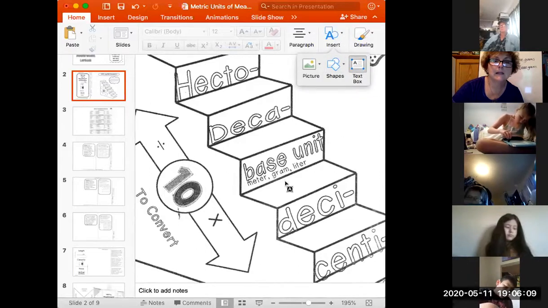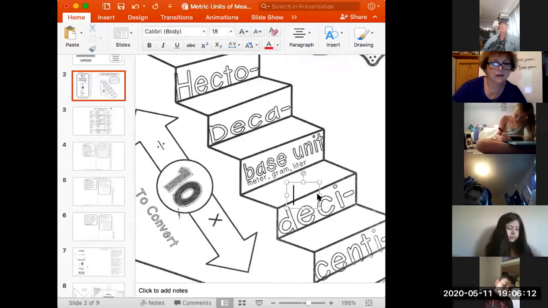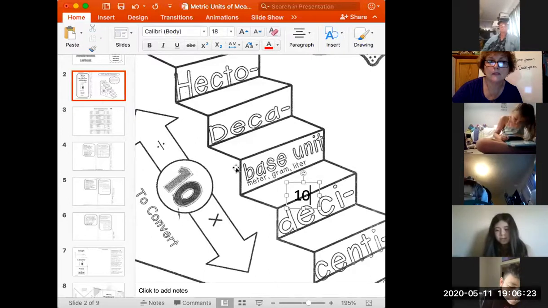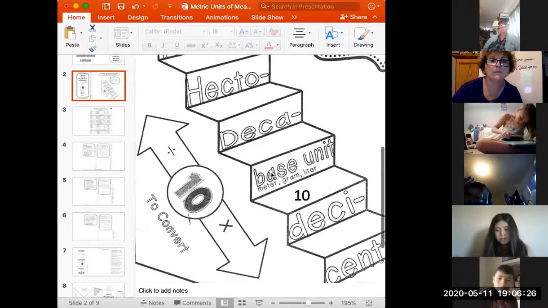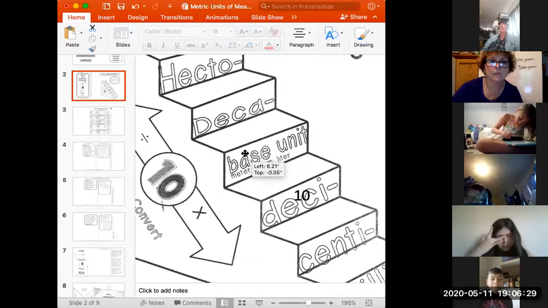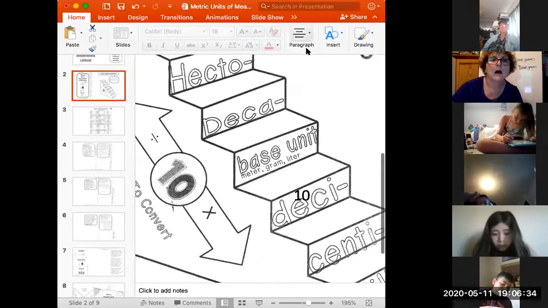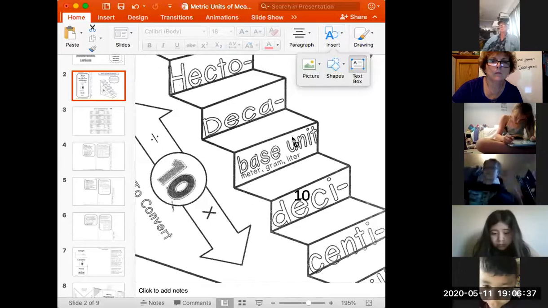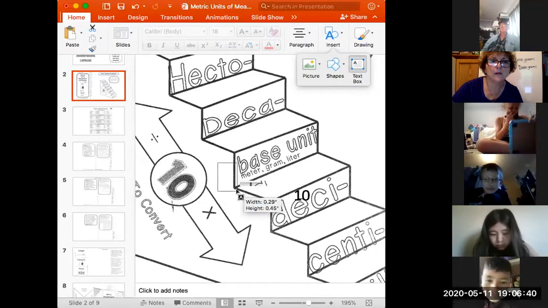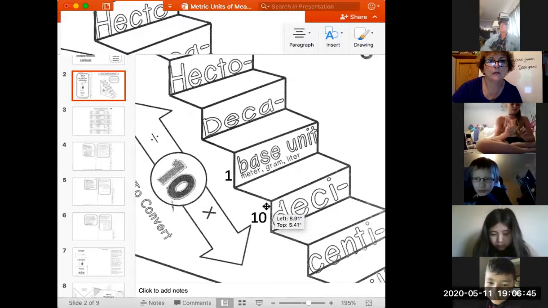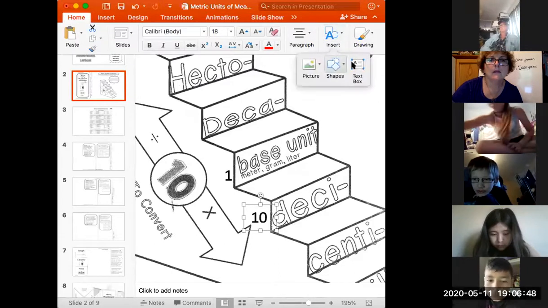It takes 10 decimeters to equal 1 meter. 10 decigrams to equal 1 gram. Okay, because this is going to be your 1 right here. Can y'all see that? This is your base unit. It's going to be your 1. This is 1. It'll always be 1. I'm going to move this over so I can put it right here beside it.